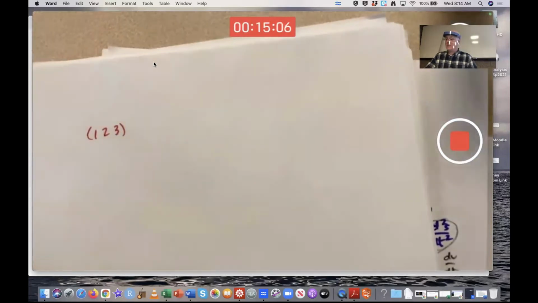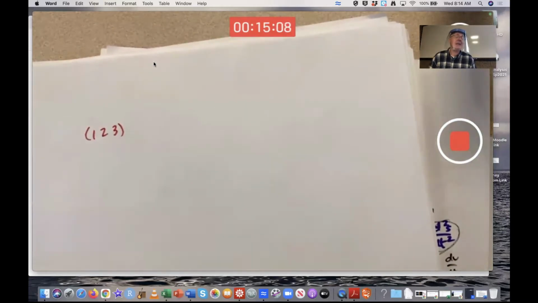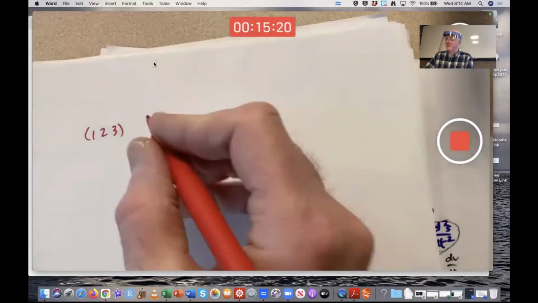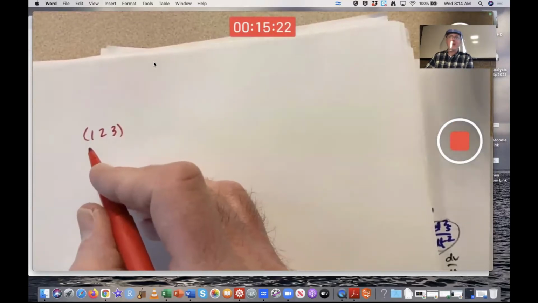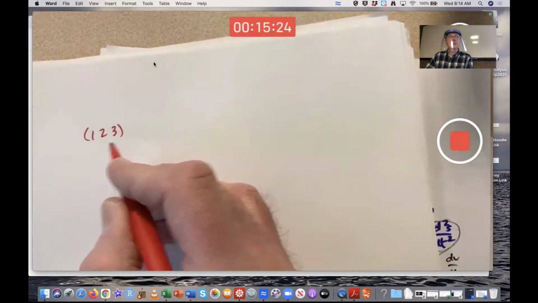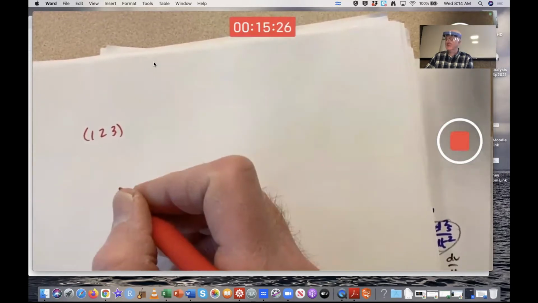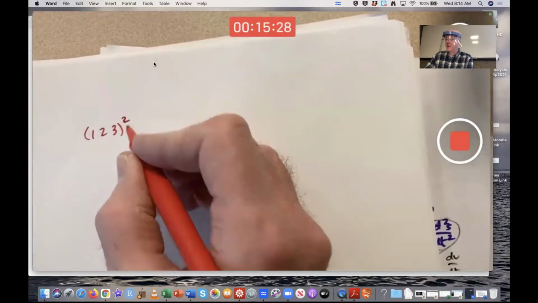That could represent a permutation in S3. It also could represent a permutation in S4 or S5 or S6 or S7 or Sn for any n greater than or equal to 3. It represents a function that maps 1 to 2, 2 to 3, and 3 back to 1. What happens when I square it?